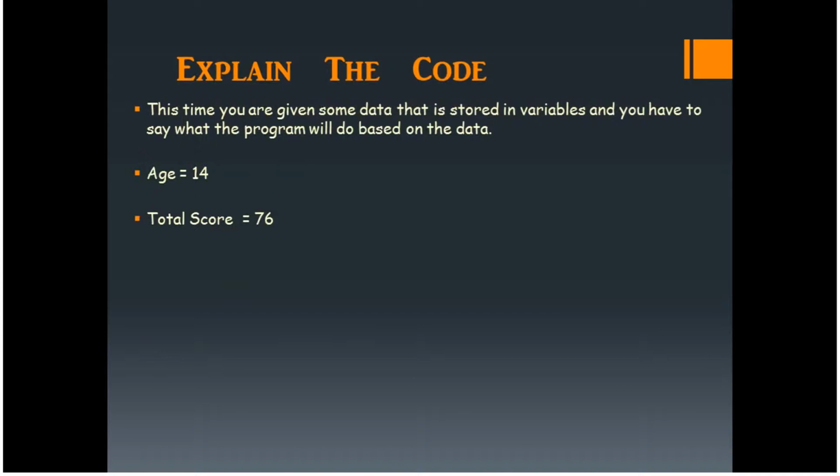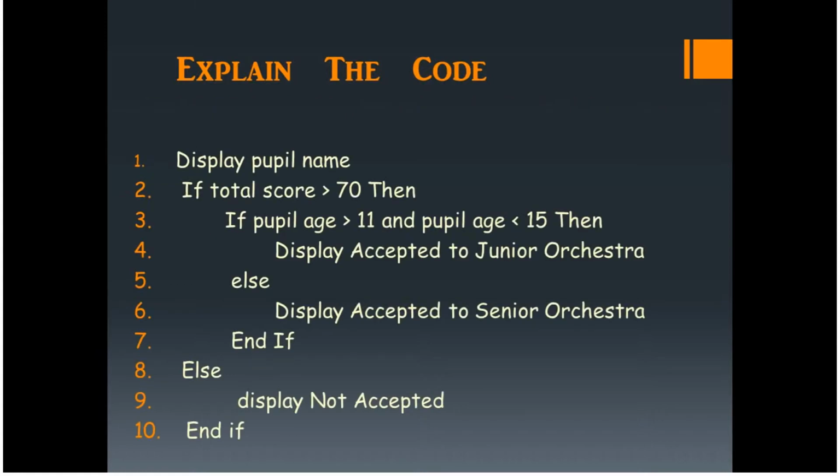So this time, I know the age is 14, and I know that my total score is 76. So here's my code again. Display the pupil name. If the total score is greater than 70, we know it's 76, then if the pupil age is greater than 11 and the pupil age is less than 15, then display accepted to junior orchestra. Else, display accepted to senior orchestra, end if. Now notice line 2 comes down to line 8 else, so if my total score is not greater than 70, display not accepted, end if.